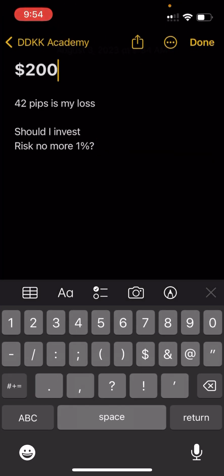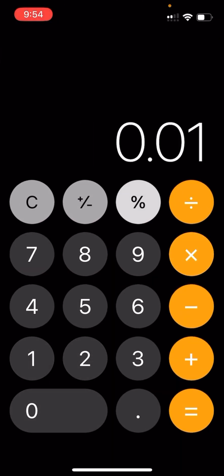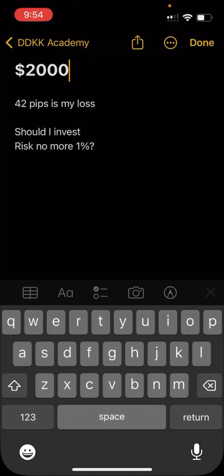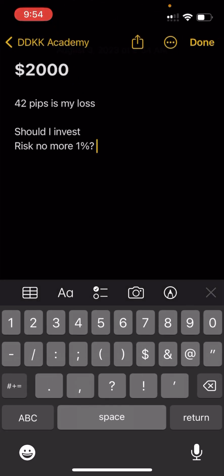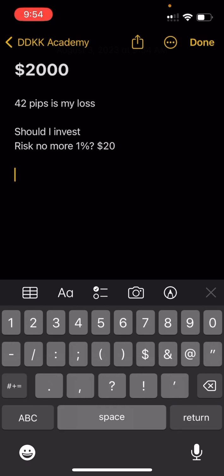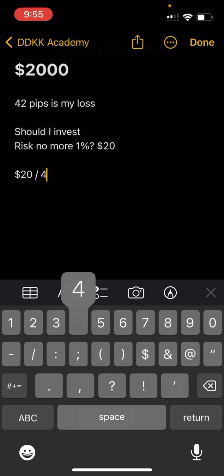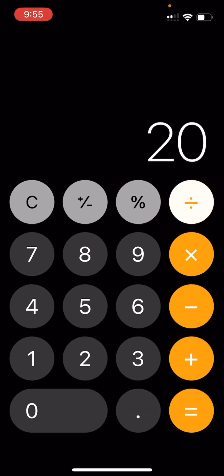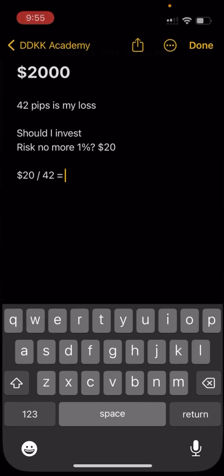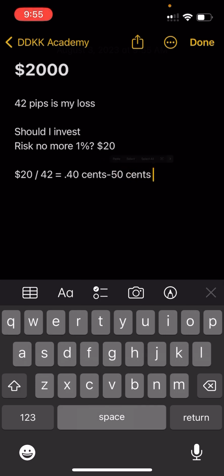So, but let's change this to 2,000. So let's say somebody got 2,000. They want to risk no more than 1%. That's $20. So they're willing to lose $20, which is 1%. Now, 20 divided by 42, which is this number here, equals how much you should invest, 47 cents. So you should invest no more than 40 cents to 50 cents on this trade, okay?